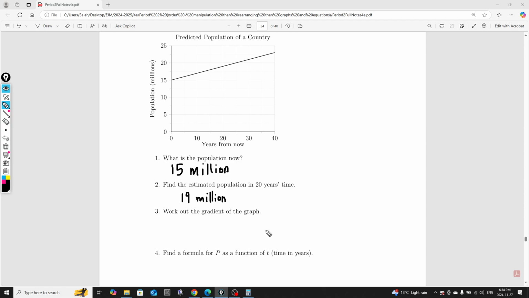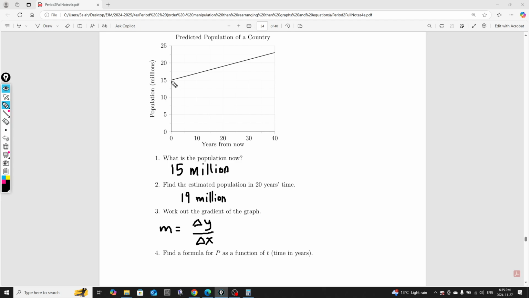Alrighty. Now let's talk about the gradient. So as I talked about in class, the gradient means the same thing as the slope, which means the same thing as the rate of change. The gradient of a graph is going to be expressed as the vertical change divided by the horizontal change. So the vertical change of my graph between two specific points divided by the horizontal change in my graph between two specific points. So let's take a look at what that means.